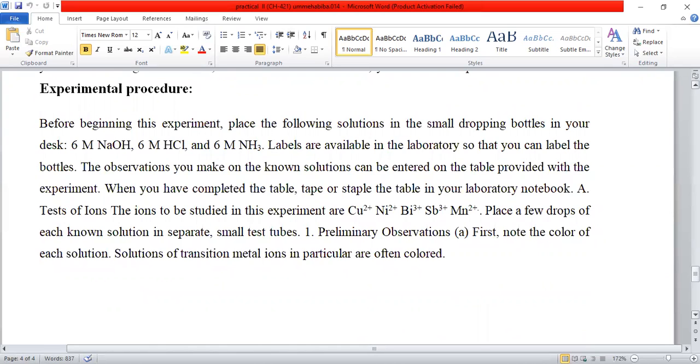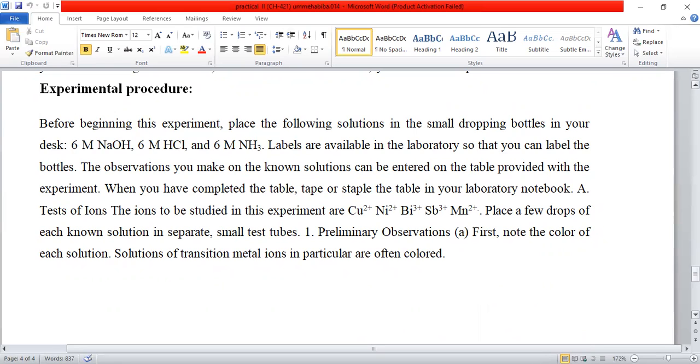Experimental procedure. Before beginning this experiment, place the following solutions in the small drop-in bottles on your desk: 6 molar sodium hydroxide, the same amount of hydrochloric acid, and the same amount of ammonia. Labels are available in the laboratory so that you can label the bottles. The observations you make on the known solutions can be entered on the table provided with the experiment. When you have completed the table, tape or staple the table in your laboratory notebook.